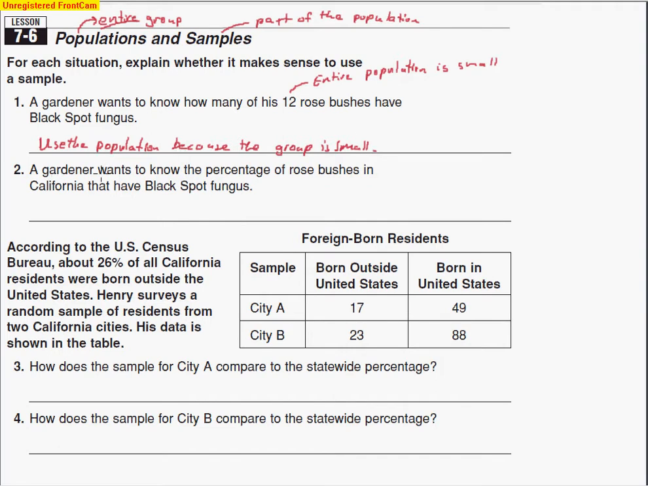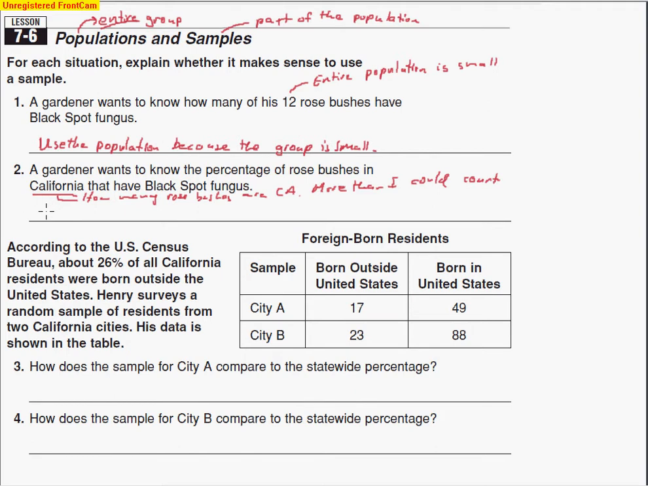So a gardener wants to know the percentage of rose bushes in California. How many are in California? So ask yourself that. How many rose bushes are in California? Well, it's probably a lot, I would say. And so my response to that would be more than I could count. More than I could count. And so if that's the case, what I would want to do is use a sample.